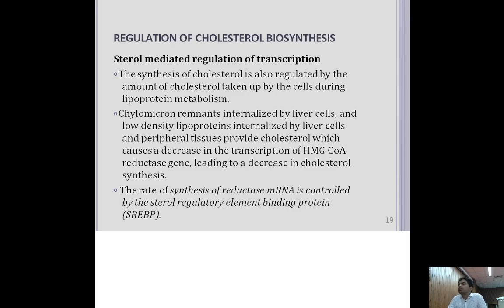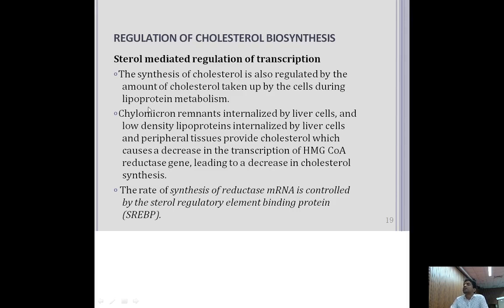Because they provide cholesterol to the cells, it causes a decrease in the transcription of the HMG coenzyme reductase gene, because so much cholesterol has already come inside the cells of the liver and the peripheral tissue. This increased concentration of cholesterol inside the cell decreases transcription. If transcription is not happening, what will happen? Transcription means from DNA to RNA, right? So mRNA, messenger RNA, will not form for HMG coenzyme reductase, and ultimately the protein, HMG coenzyme reductase, will not form, leading to a decrease in cholesterol synthesis.